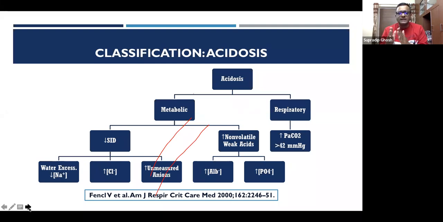That means either the albuminate is going up or the phosphate, or it is absolutely the opposite. Albumin is going low and phosphate is going low. That will produce the problem. In contrast, the SID can decrease either because the sodium ion has decreased or the chloride ion has gone up. So these are the things which can produce metabolic acidosis and respiratory acidosis.